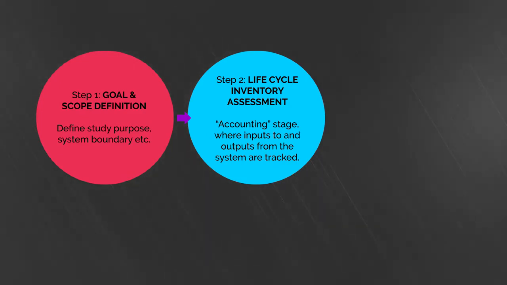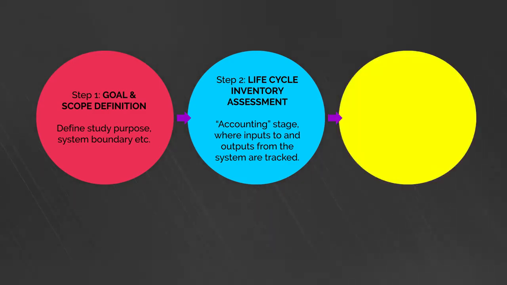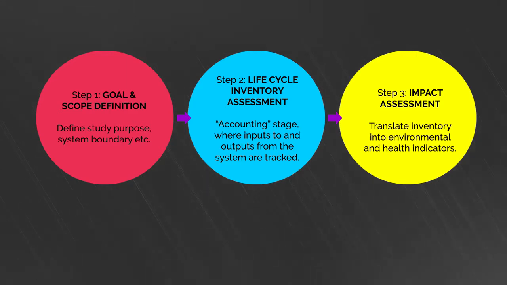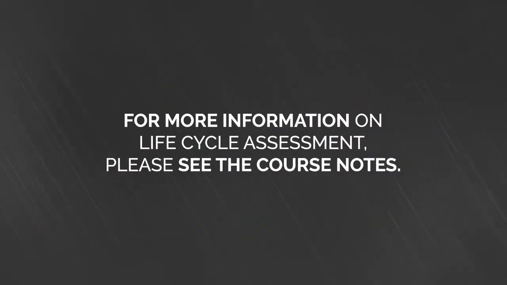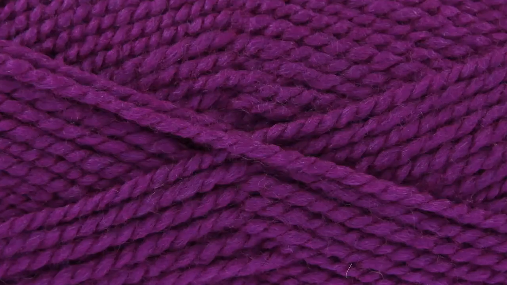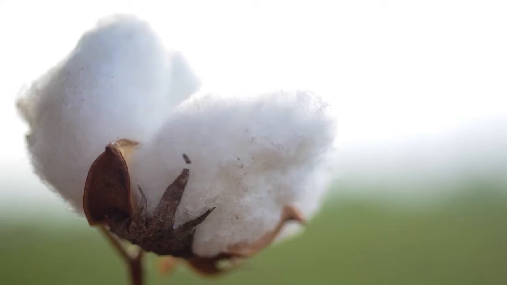In Step 2, Life Cycle Inventory Assessment, all the materials, energy and water that is used for making or using the product or service and all of the wastes that are produced are determined and recorded. This information is then used in Step 3, Impact Assessment, for calculating the impacts of the product or service on the environment. In the final interpretation step, the results are checked and interpreted, and used to develop a strategy going forward. For more information on life cycle assessment, please see the reading list provided.